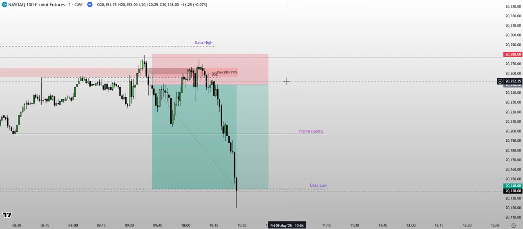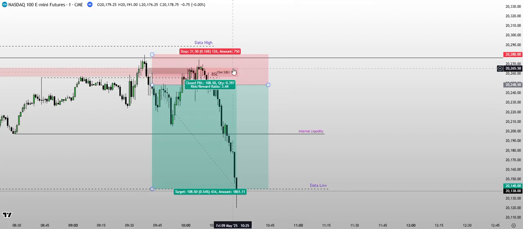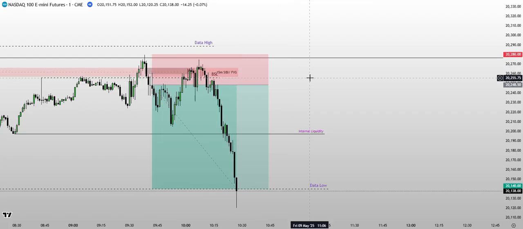Is that 7 trades, 3 wins, 4 losses? Or is that 6 trades, 3 wins, 3 losses? Or is it 8 trades, 4 wins, 4 losses? I'm not exactly sure. But this is why risk management 100% matters. This is why not going on tilt and managing your trades properly do matter.